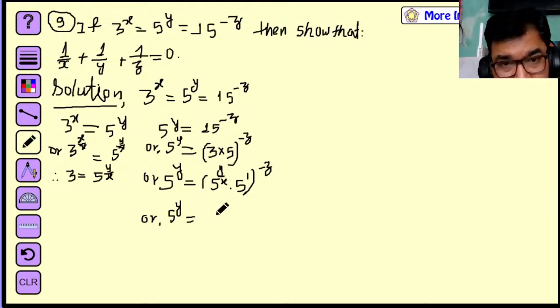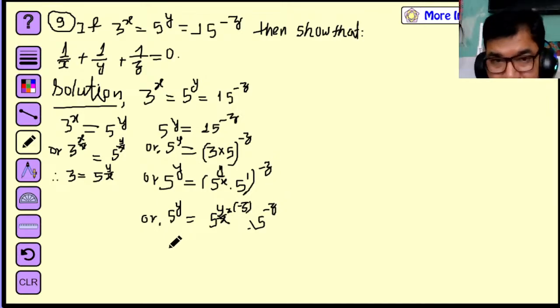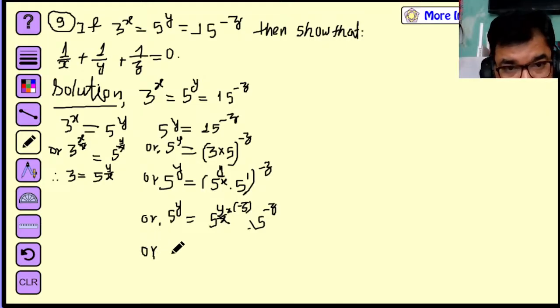And then what happens here: 5 to the power y, by x. When you open this bracket, it will be multiplied with the power minus z, and here into 5 to the power 1 into minus z will be minus z, like this. Now let's forward this solution: 5 to the power y, write y only. And here became 5 to the power minus yz by x, and here became 5 to the power minus z only.